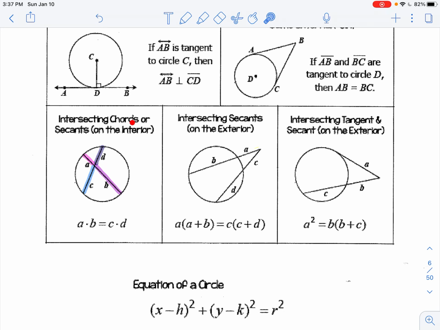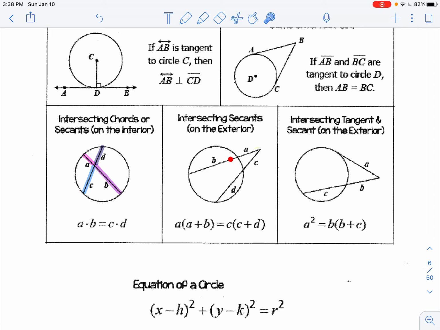Intersecting chords or secants on the interior. All right, so now we're going to take a look at chords. Chords stop on the circumference. So this chord here, highlighted in the two different blues, has its endpoints on the circle. The same with the chord AB. It also has its endpoints on the circle. And what this is saying is that if you take the length of A, multiply by the length of B, so this piece in pink times this piece in purple, that equals the product of this piece in blue, C, times this piece in dark blue, D.